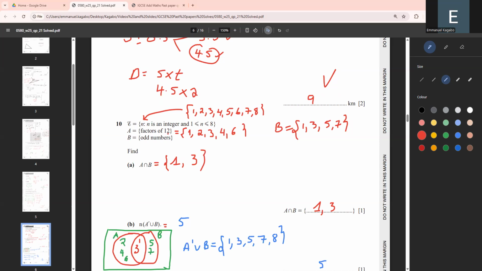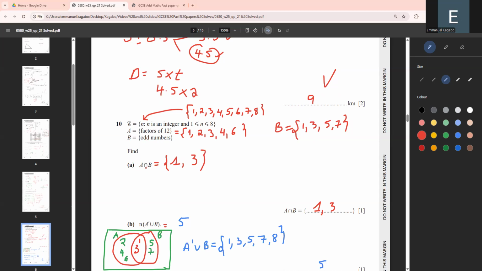Then set A are the factors of 12. List the factors of 12. Factors of 12 which are in this universal set are only 1, 2, 3, 4, 6. Then B are odd numbers. Still, odd numbers from here are 1, 3, 5, 7.